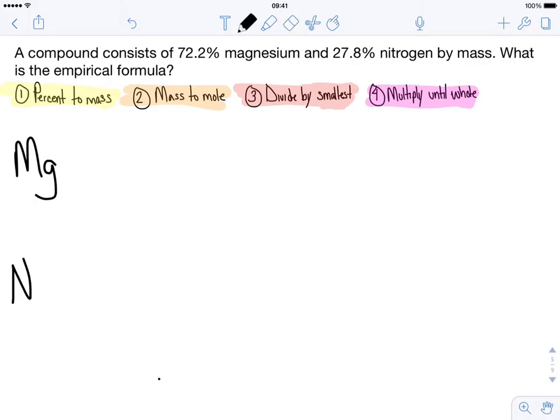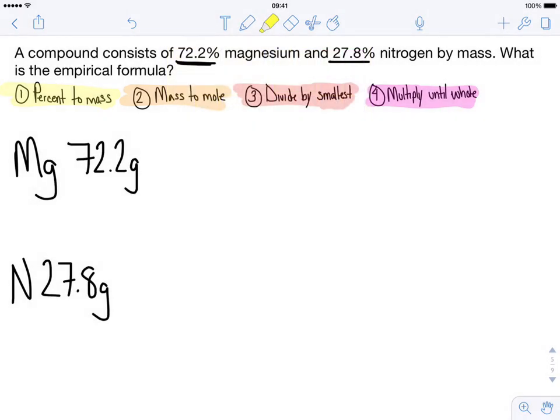So step 1, change the percentages to masses. And this is most definitely the easiest step. So what we do is we take the percentages that were given in the question, which are here 72.2% and 27.8%, and we just rewrite them as masses in grams. So for magnesium, I'm just going to write 72.2 grams, and for nitrogen, I'm going to write 27.8 grams. So that is step 1.